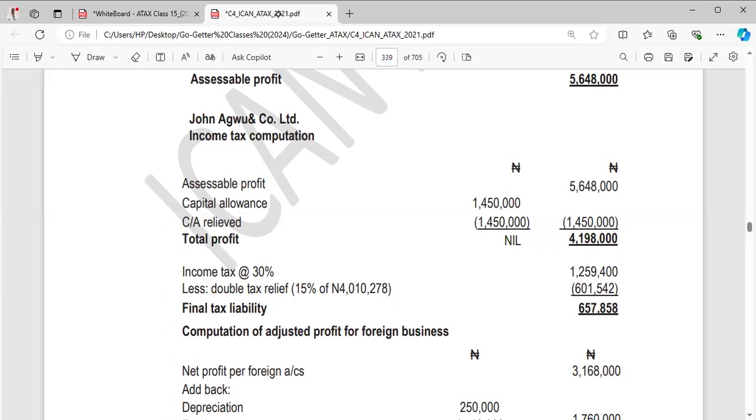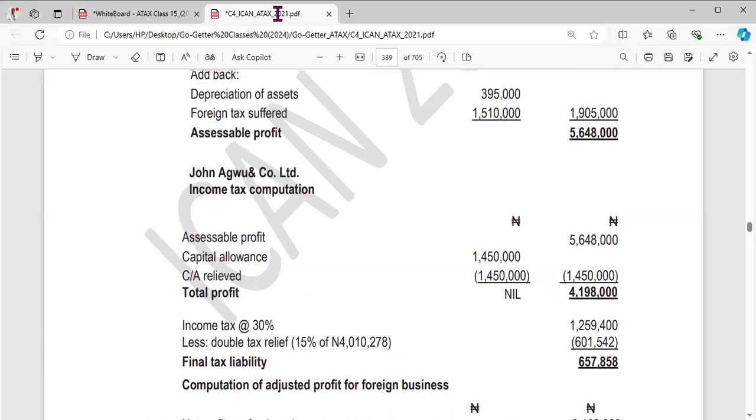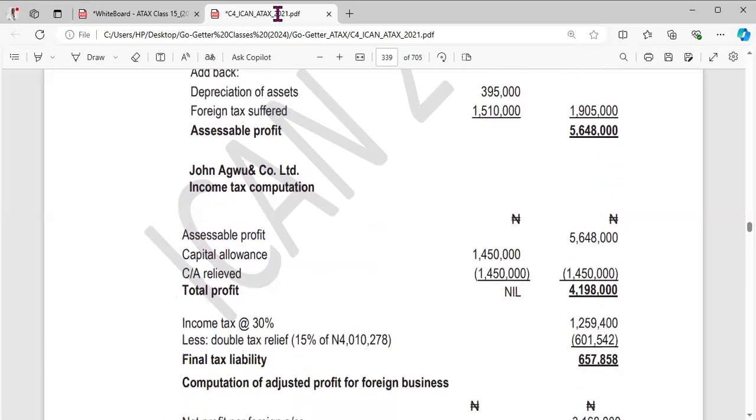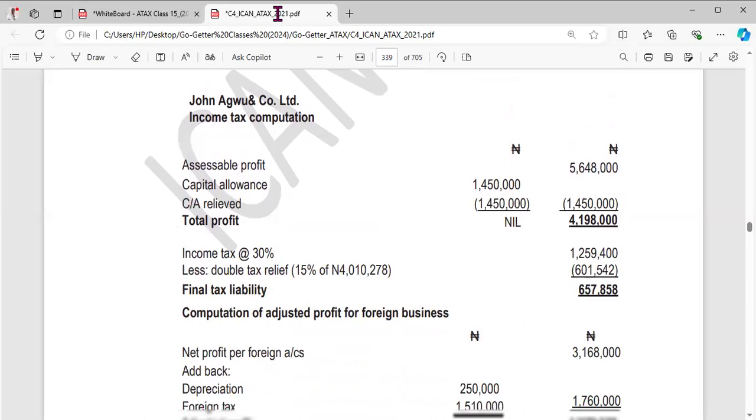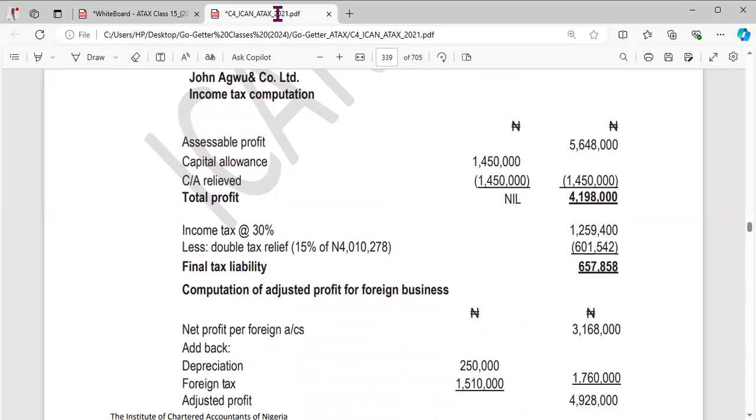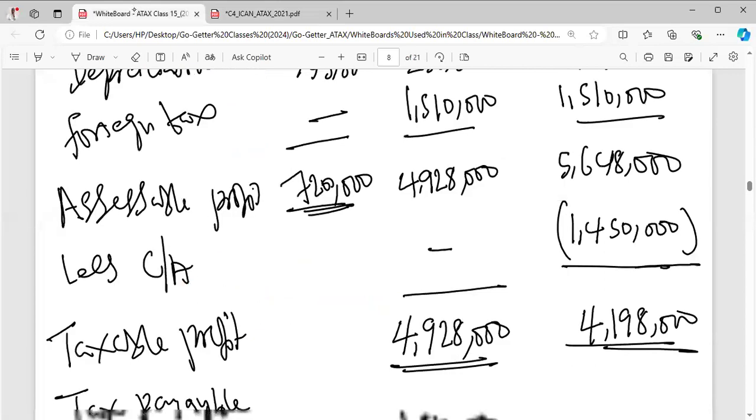Capital allowance. That's where the difference is. I don't agree with the fact that the capital allowance is the same thing here. This is okay, this is Nigerian tax. 15% from where? 40128. Let's see where they got that.